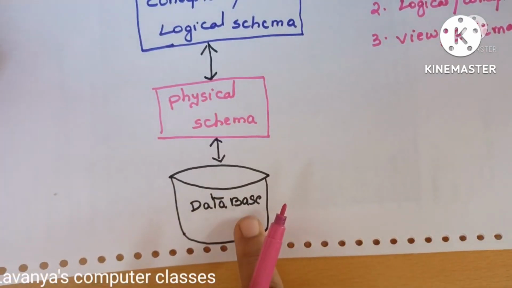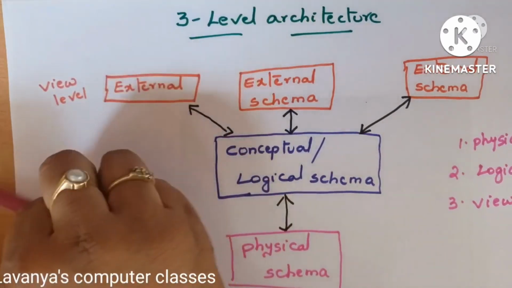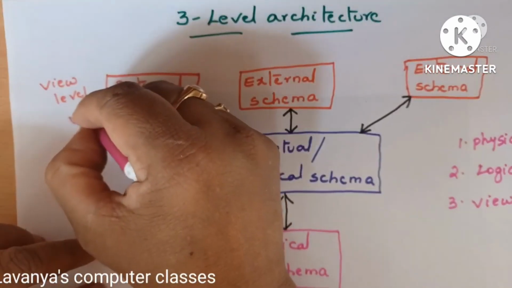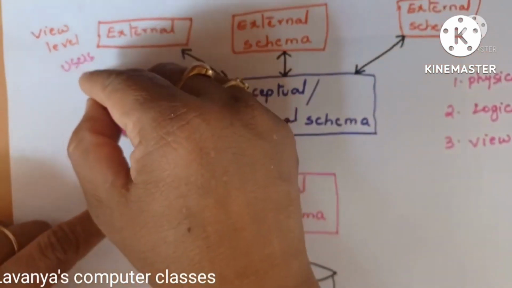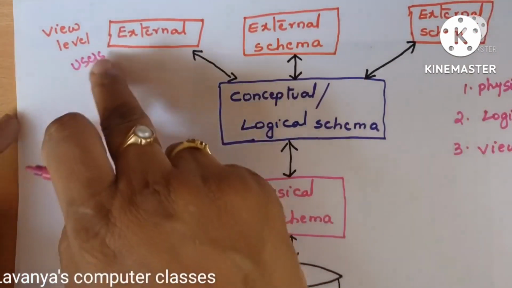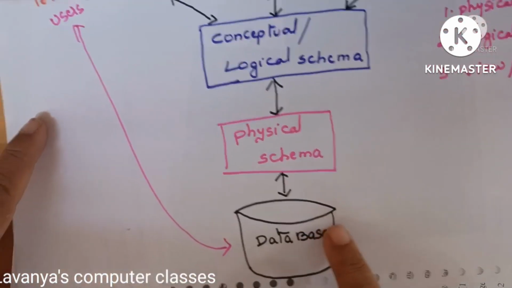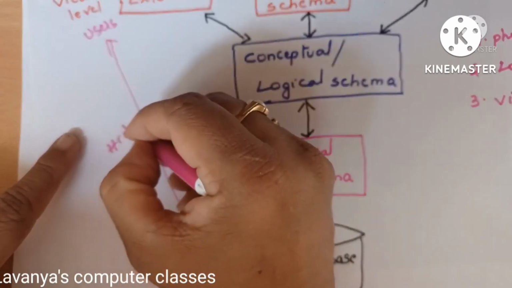First, the database. Database means a collection of data, and here users are there. Users are using this database depending upon their requirement. That's why the external view is a number of views. This is also called the view level. So these users are using the database. But for protecting your entire database, that's why we require 3 levels.